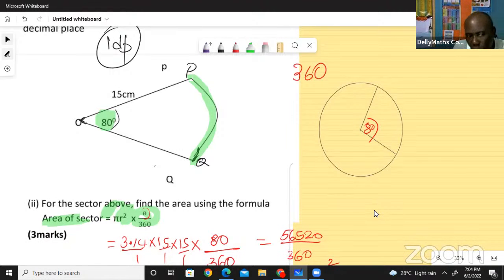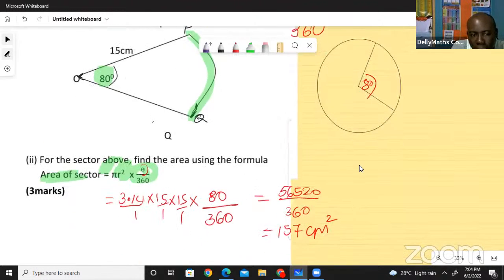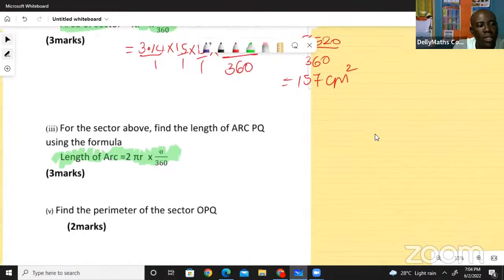So from P to Q is an arc. There's a formula to find it. It's coming from what is called the circumference. That is why they have this part. So that is like the circumference, and we're taking a fraction of the circumference.